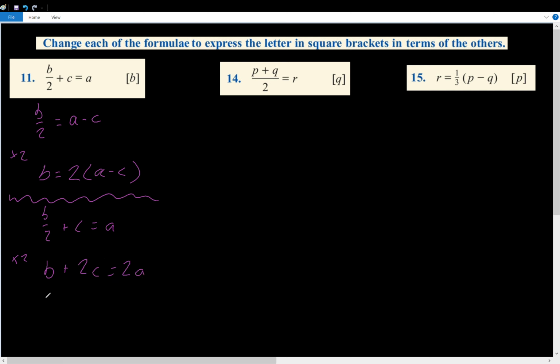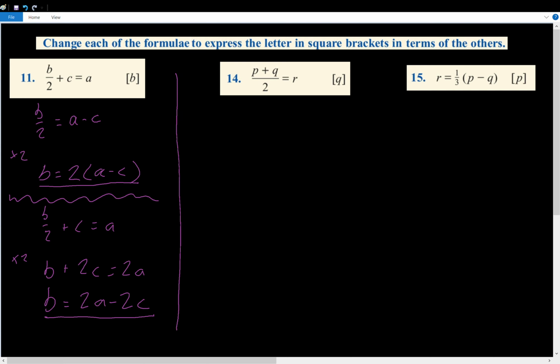And if we move that 2c across, we get b equals 2a minus 2c, which is essentially exactly what we got above, except it's factorized above and it's not down below. Now either is fine. Either this answer on top or this answer on bottom is correct. So either would be fine if you were given that question in an exam.